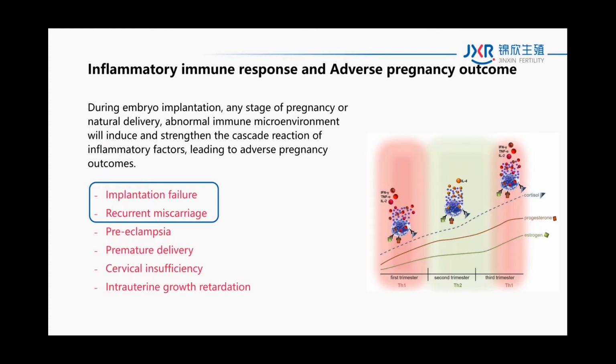In the process of pregnancy, there may be problems in the embryo due to insufficient or excessive inflammatory reaction. An abnormal microenvironment can induce and strengthen the cascade reaction of inflammatory factors in early pregnancy or the delivery process, leading to adverse pregnancy outcomes, such as recurrent implantation failure, recurrent miscarriage, preeclampsia, premature delivery, cervical insufficiency, intrauterine growth retardation, and so on.